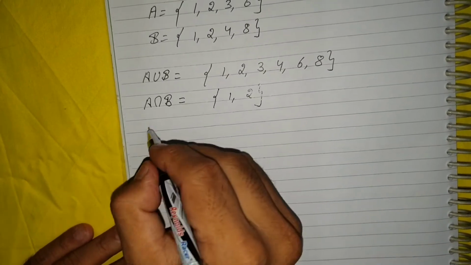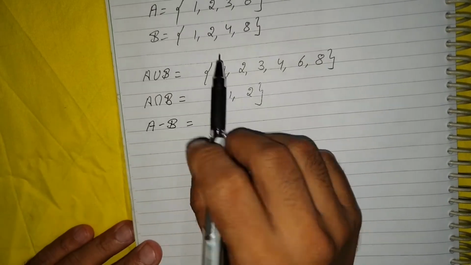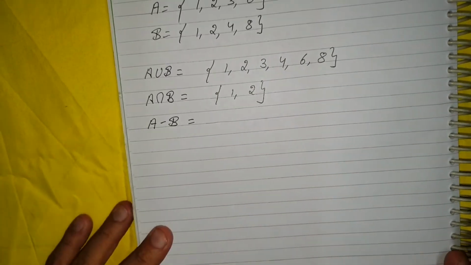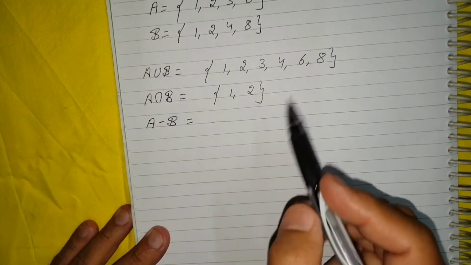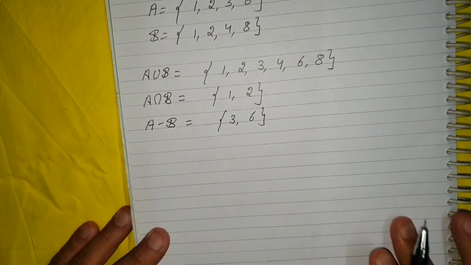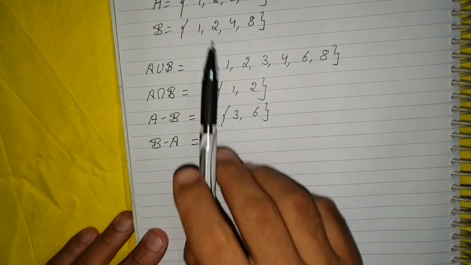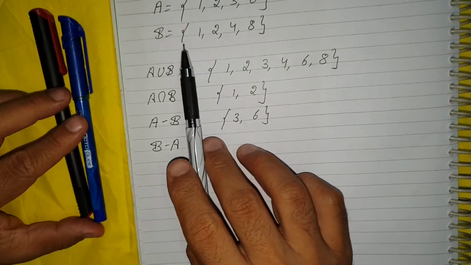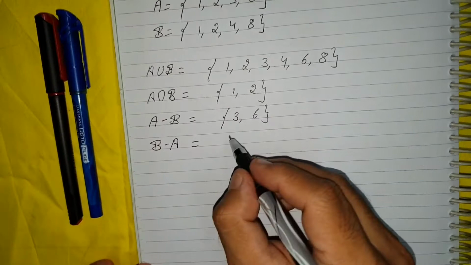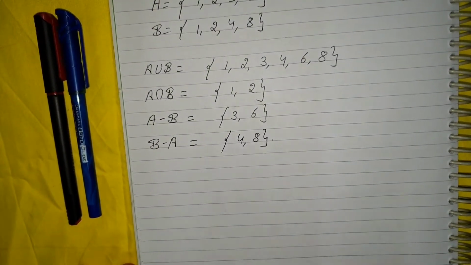Now we have to write A minus B. See 1, 2, 3, 6, but we have to minus the elements which are present in B. Basically we have to minus 1, 2, so 3, 6. Similarly, B minus A is what? You have to write the elements of B, but you have to minus the elements of A, which is again 1, 2, so 4, 8. So this is B minus A.